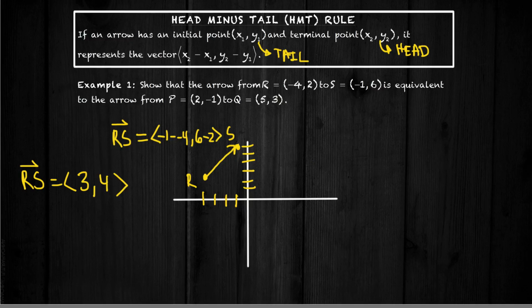Now, there's a nice easy way to do that. If you go from where the vector starts and you say, how far over do I have to go? Well, I've got to go over 1, 2, 3. How far up do I have to go? Up 1, 2, 3, 4. There are the components.